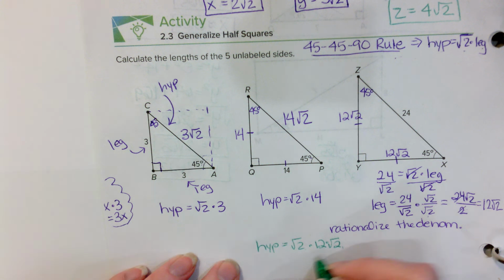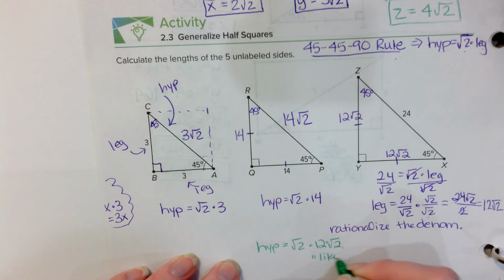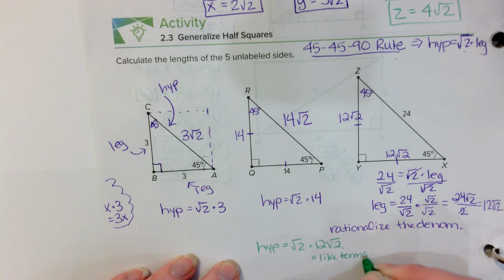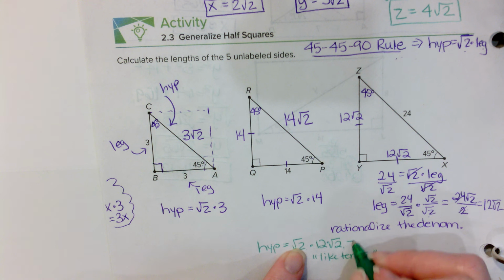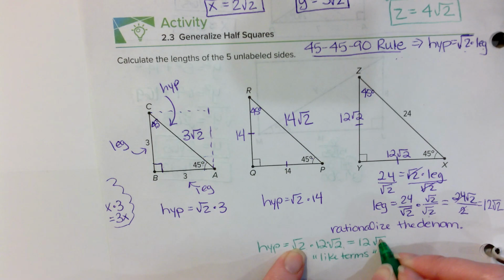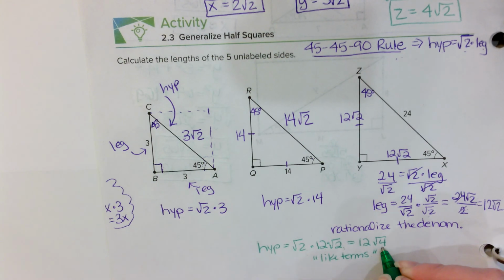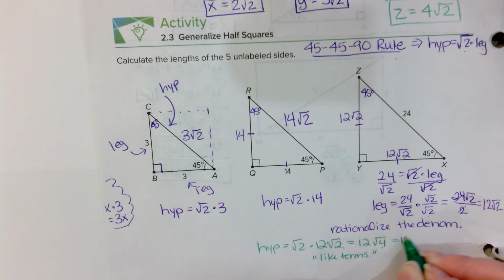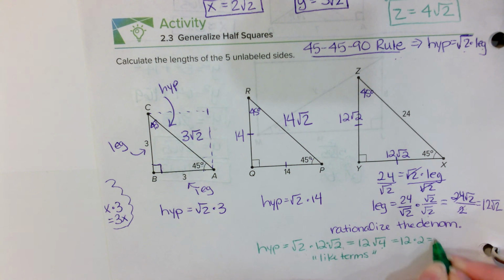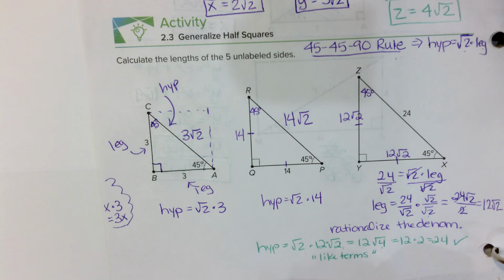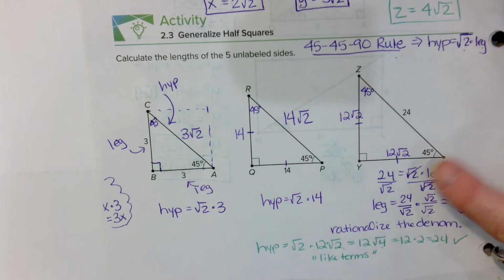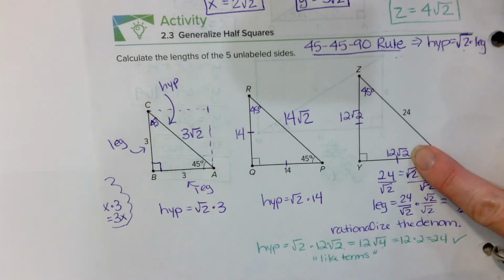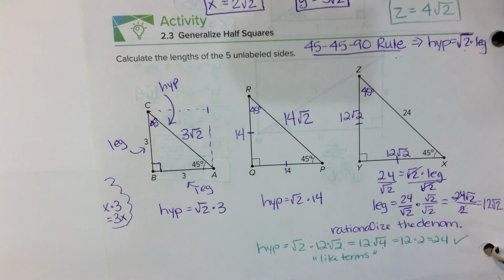I'm going to multiply my like terms. Remember, I can multiply my like terms. The square root of 2 and the square root of 2, I can multiply. So I'm going to think of this as 12 times the square root of 4. I know the square root of 4 is 2. So this is 12 times 2, or 24. And that checks out because that is what my hypotenuse was. It does look like I did indeed find the correct length for my side.